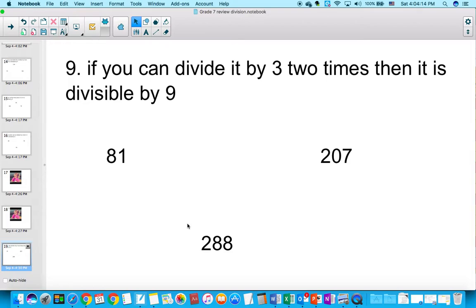If you can divide a number by 3 two times, it's divisible by 9. So 81 divided by 3, and then divide by 3 again. It works. So then it's divisible by 9. That's it. And that works for any of these other numbers. Again, to find out if a number is divisible by 9, you just go, okay, well, what's 81 divided by 3? Well, 8 plus 1 is 9. 9 is divisible by 3, so I can divide 81 by 3. And that answer I can divide by 3 again.